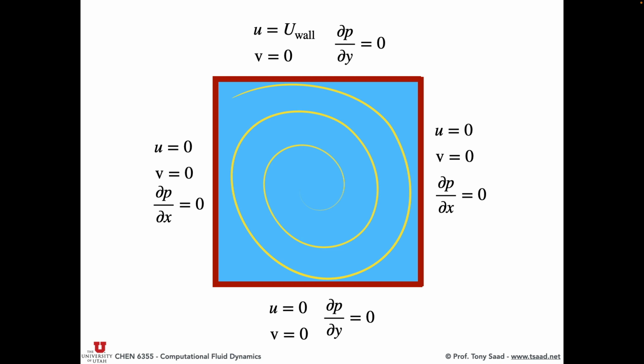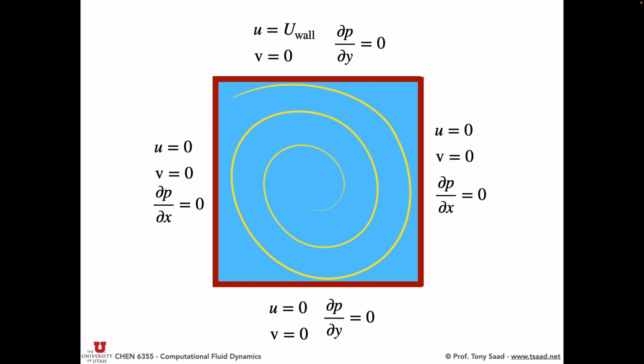U and V are all 0 everywhere on the wall, so there's no slip. U, the tangential component of velocity, is stuck to the wall, and it's impermeable, no flow is coming through, and also Neumann conditions everywhere.